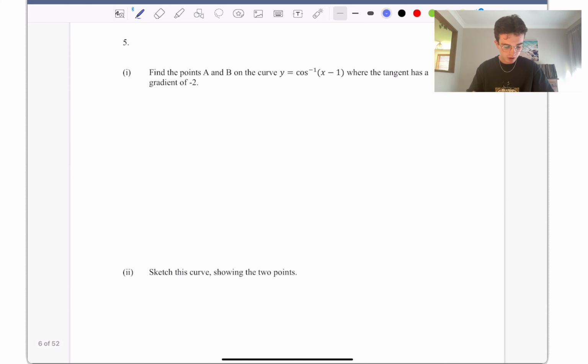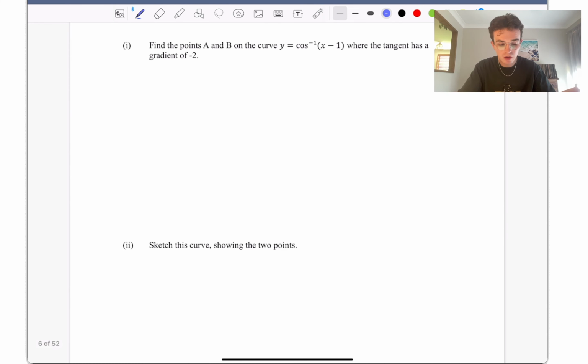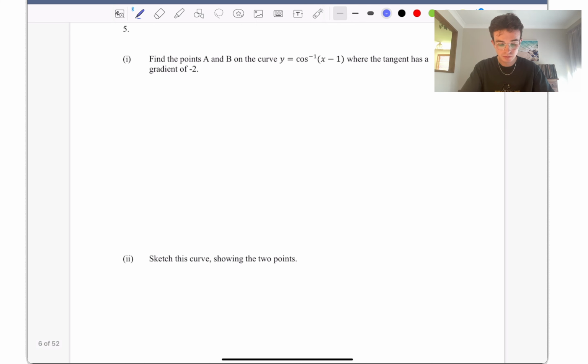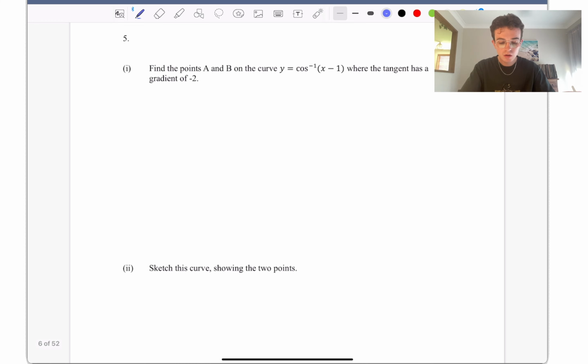The question here says we're going to find the points A and B on the curve y equals cos inverse of x minus 1, where the tangent has a gradient of minus 2. So we first of all need to think, what does it mean when I've got tangents and gradients? From our advanced knowledge, that means that we're going to differentiate and find when it's equal to minus 2.